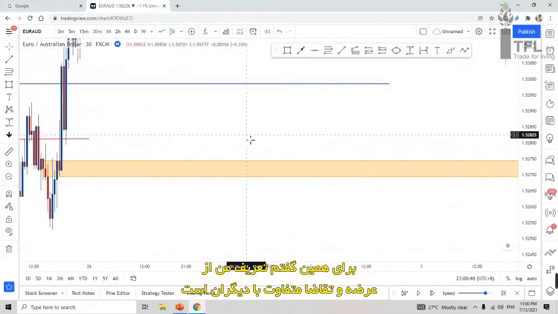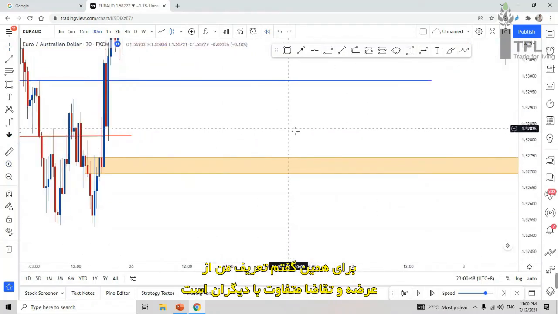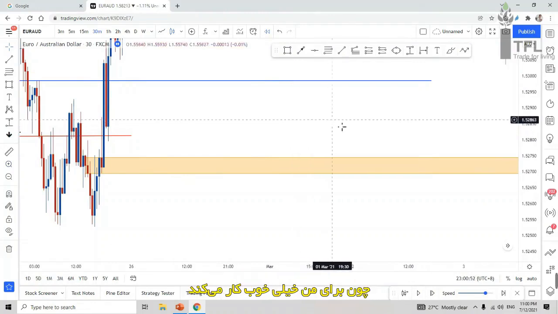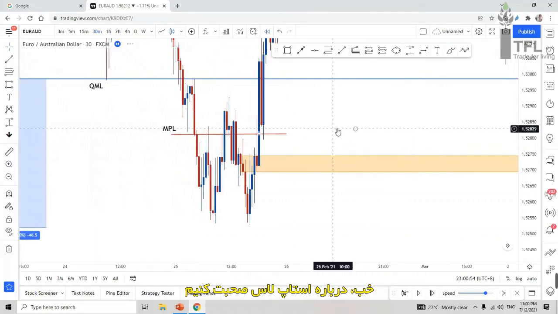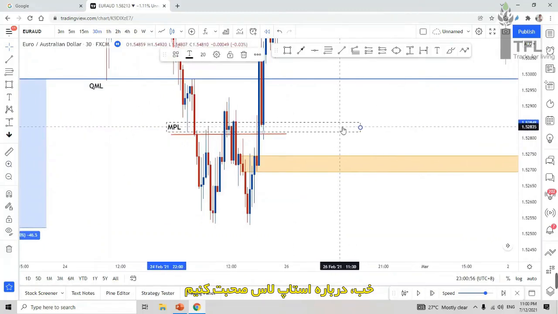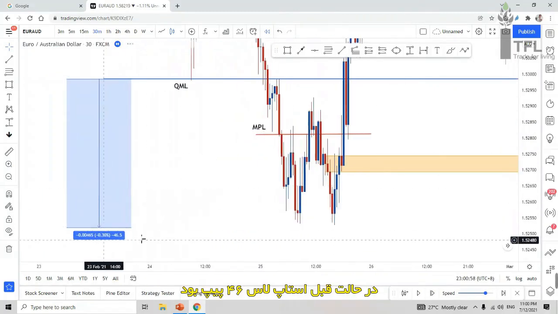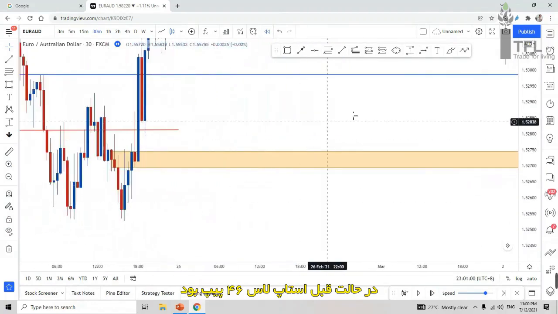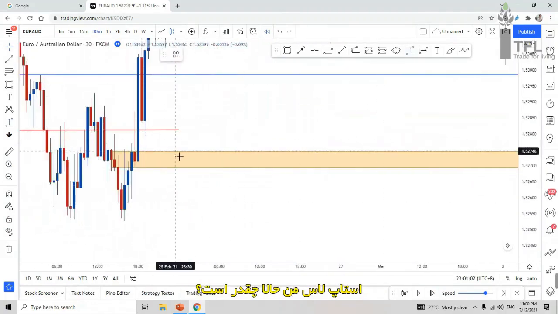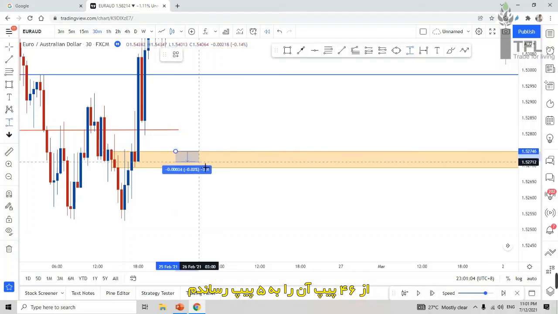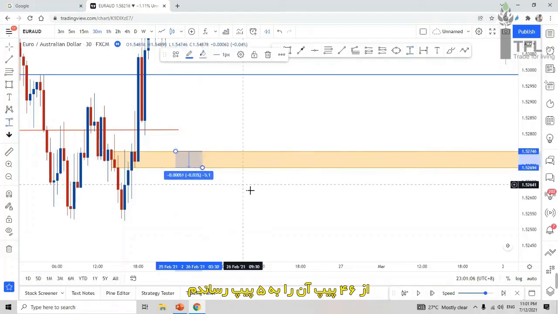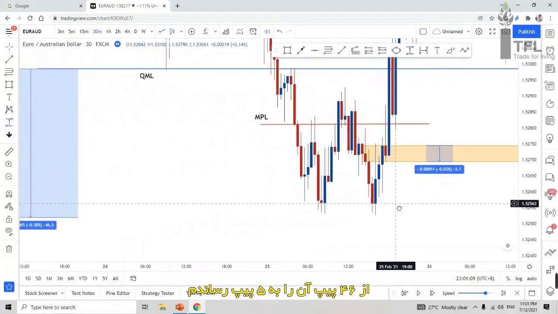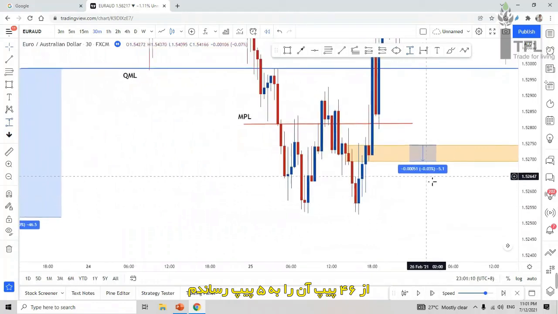That's why I told you that my definition of my supply and demand zone is different from other people, because it works very well for me. And stop loss. Okay, let's talk about stop loss. Stop loss previously was 46 pips. So what is my stop loss over here? From 46 pips, I have lowered it to 5 pips.